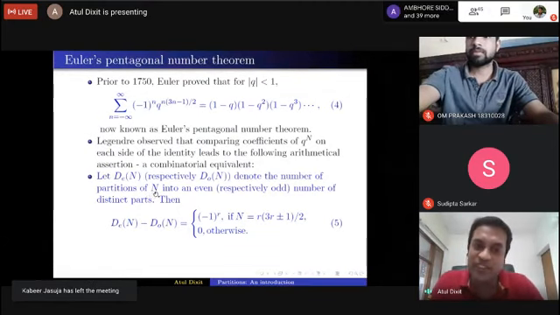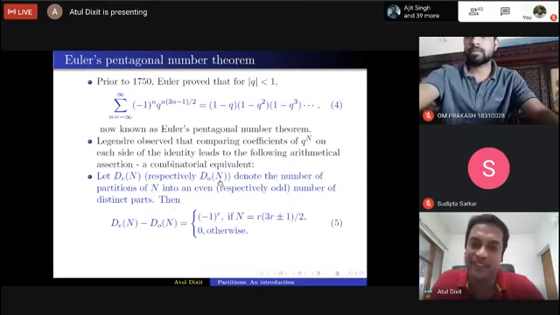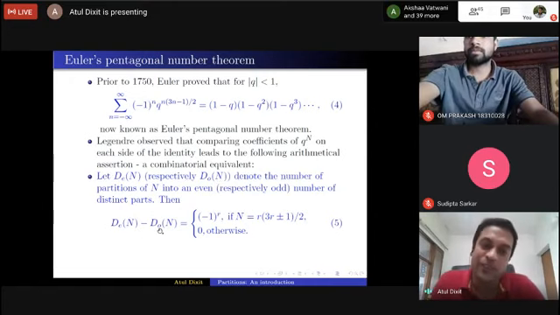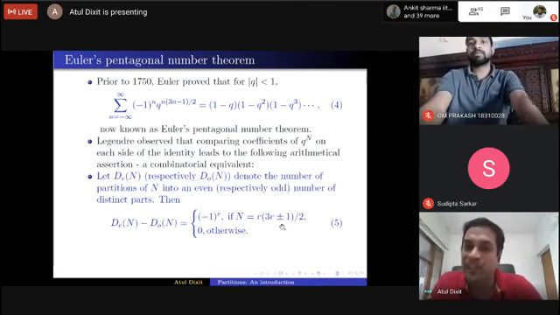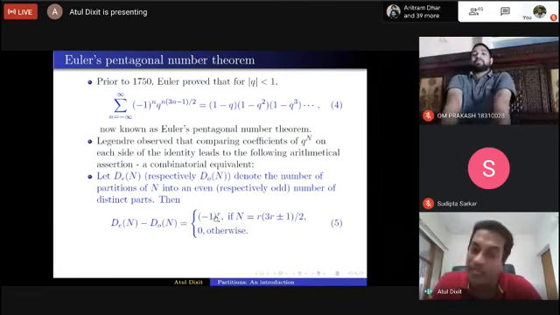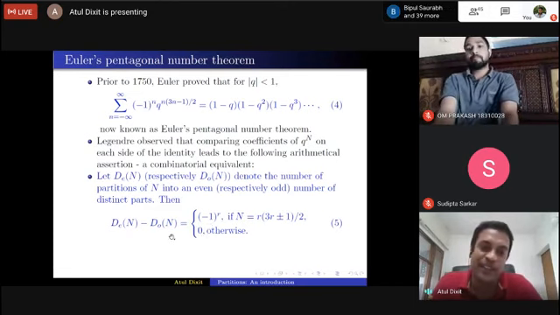Those partitions of n into distinct parts with even number of distinct parts, that will be denoted by dE of n, and the number of partitions of n into odd number of distinct parts, that will be denoted by dO of n. Then dE of n is almost always equal to dO of n, unless your n is a generalized pentagonal number, in which case they differ by only 1. So they are almost always equal, and when n is a generalized pentagonal number, either this is bigger than dO of n by 1 or less by 1.